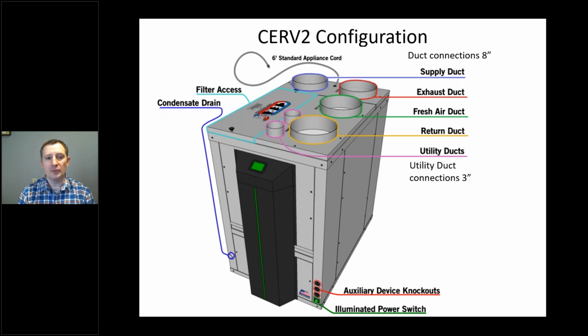The filter access panels are on the top, so those 10 by 20 inch filters sit side by side in there, and they just slide down in. Condensate drain: it is an ERV, so we are dropping moisture out through the heat pump cycle, both condensate as well as frost. So there's a condensate line that comes out. A power switch, the unit just plugs into a standard 120 outlet. Recommended just a 15 amp breaker for that outlet circuit. And then there's some knockouts for auxiliary wired inputs or outputs that can connect to the CERV that way.